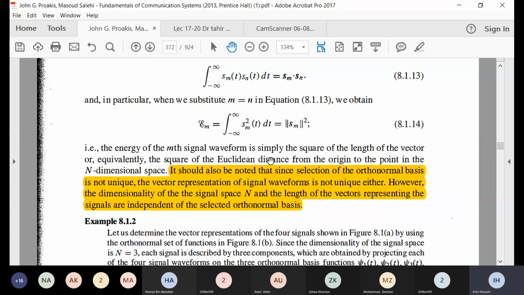So the energy is the square of the length of the vector, or equivalent to the square of the Euclidean distance from the origin to the point in the N-dimensional space. Yes. So you can see here that the energy of Sm is just equal to the square of the norm of the vector Sm. If Sm, let us say, is (1, 2, 3), it will be equal to the square root of 1 squared plus 2 squared plus 3 squared, squared. So the square root and the square cancel, and you just get 1 squared plus 2 squared plus 3 squared. So you can see that energy can easily be found once you have a vector representation. You can take its mod square, and you will get the energy.